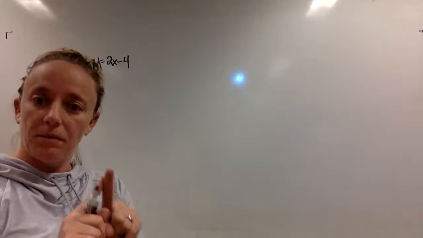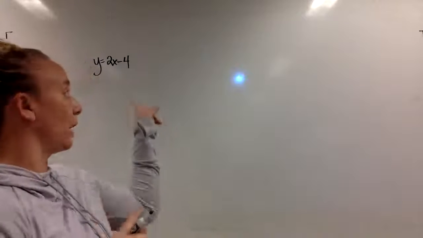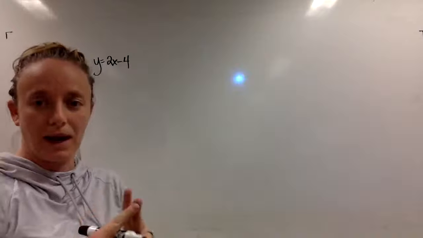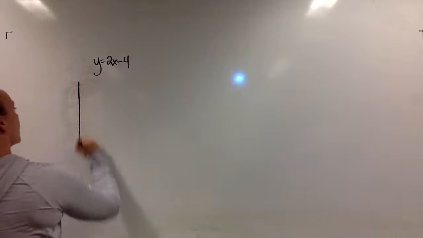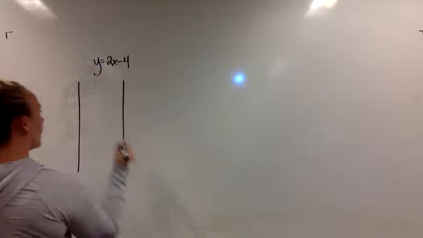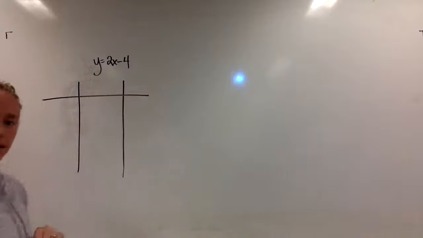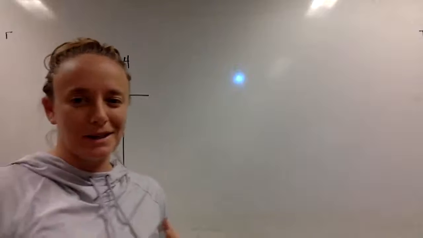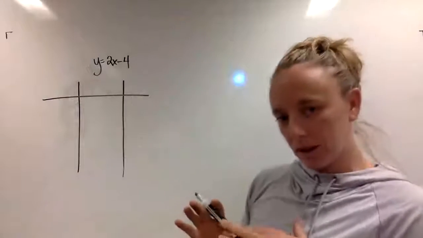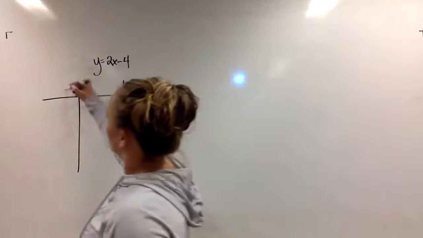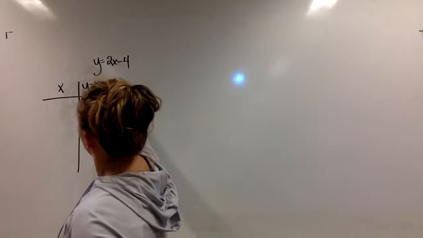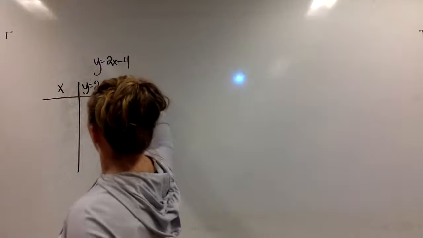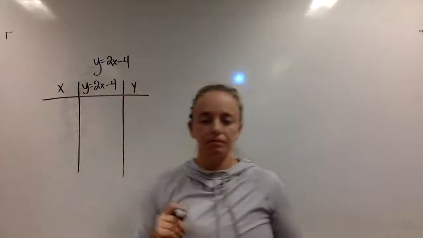Our focus with this is going to be twofold. One, we are going to find a bunch of ordered pairs that we can use to graph this equation, and two, we're going to actually graph it. So I highly suggest for a while that we create a T-chart. And this isn't quite a T-chart, it's like a double T-chart. It is going to look like this, where I have x, y equals 2x minus 4, and y.